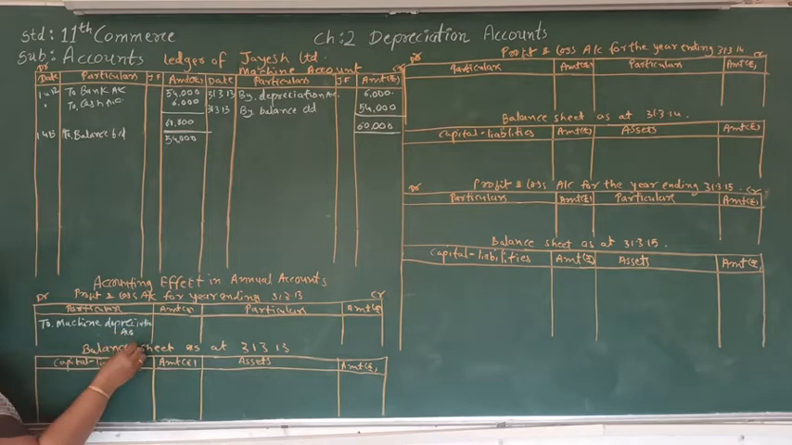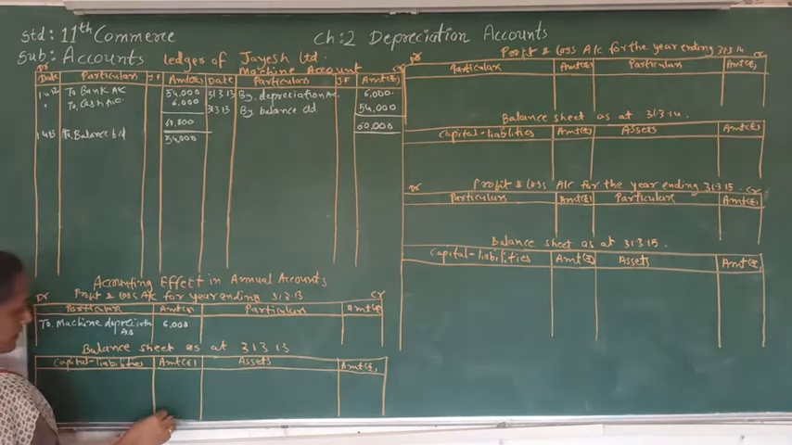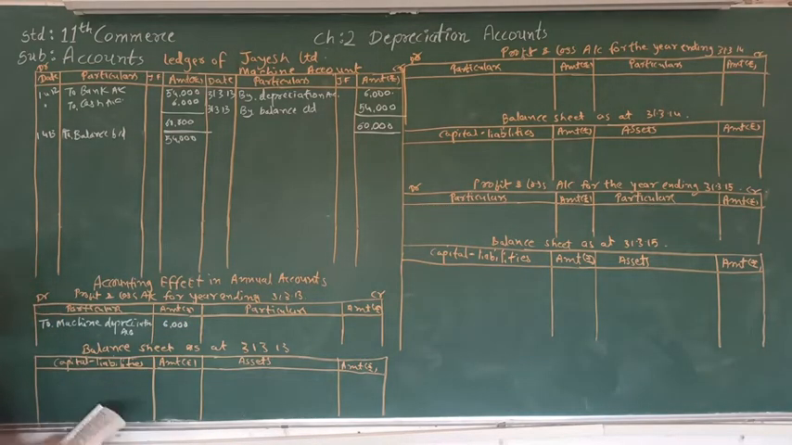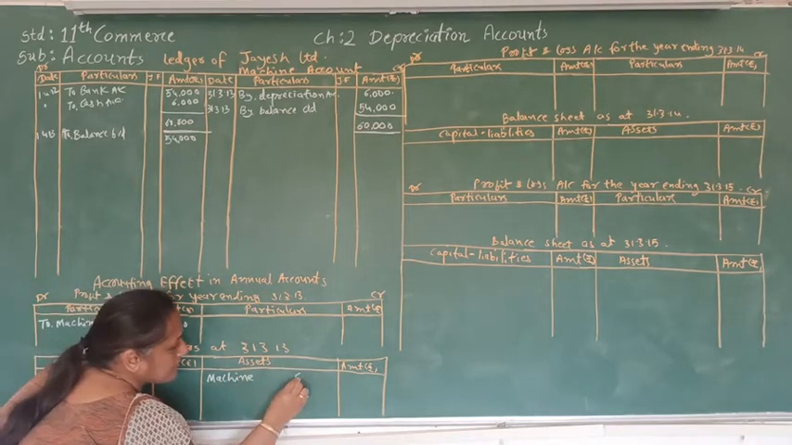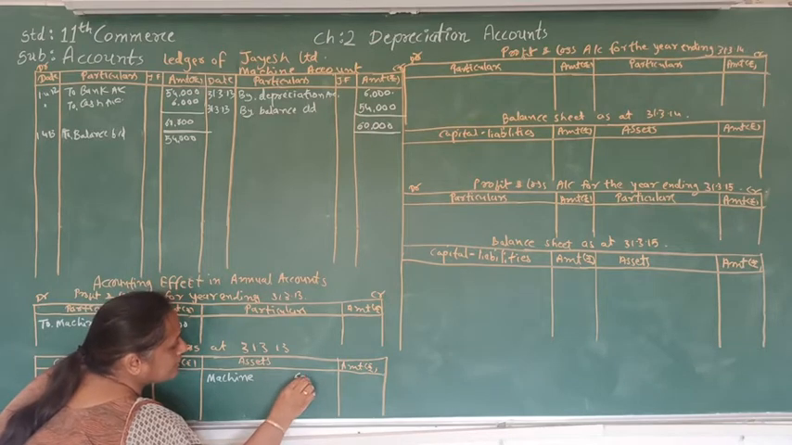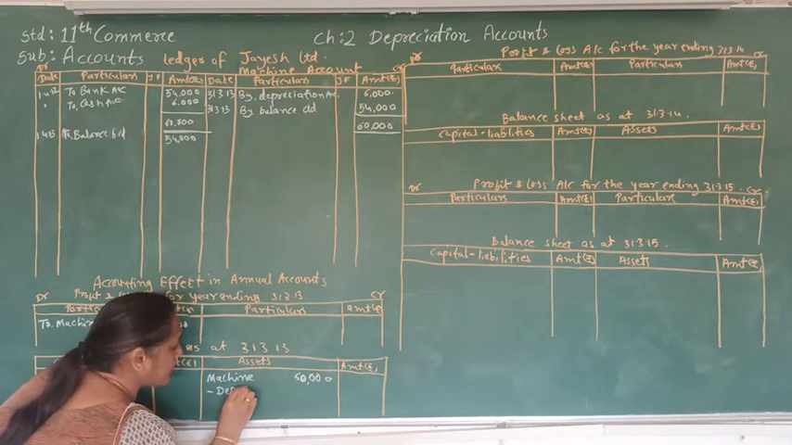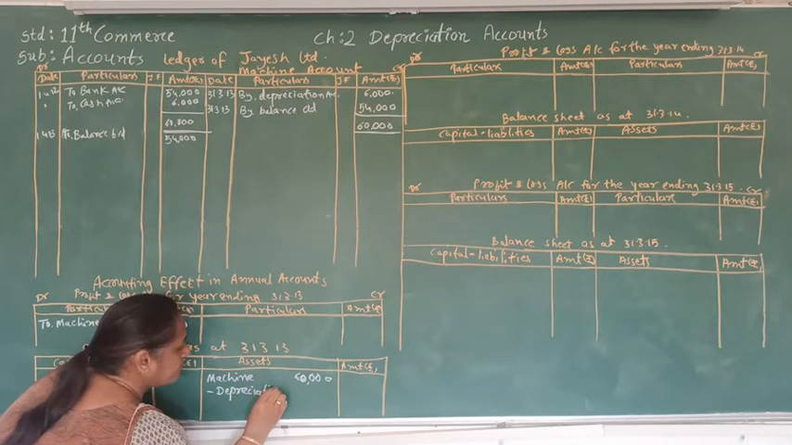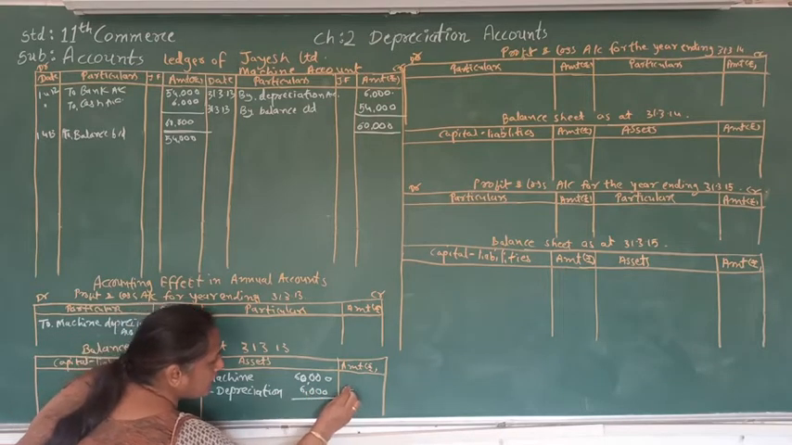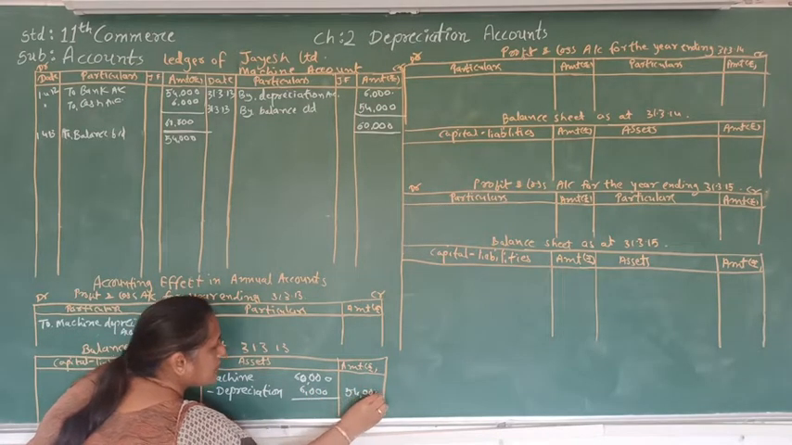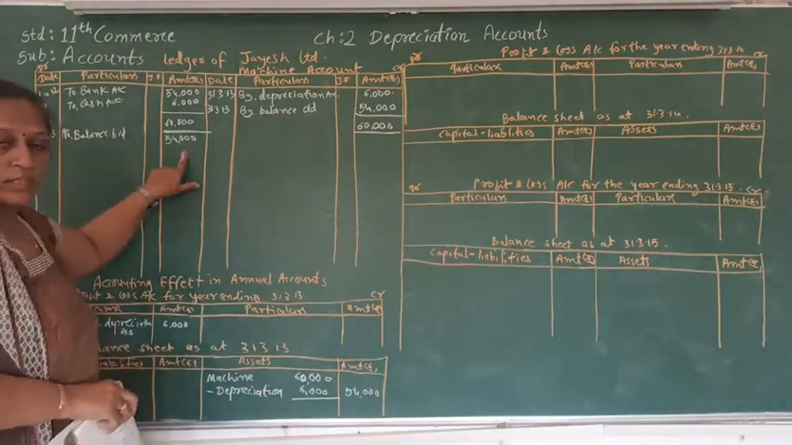Here it will be 6,000, and in the balance sheet we'll write in the fixed assets, the very first asset is the machine, and the balance of the machine account is 60,000. From 60,000, if we deduct the depreciation, the balance will be 54,000. So this is the balance that will be taken to the next year, 54,000.